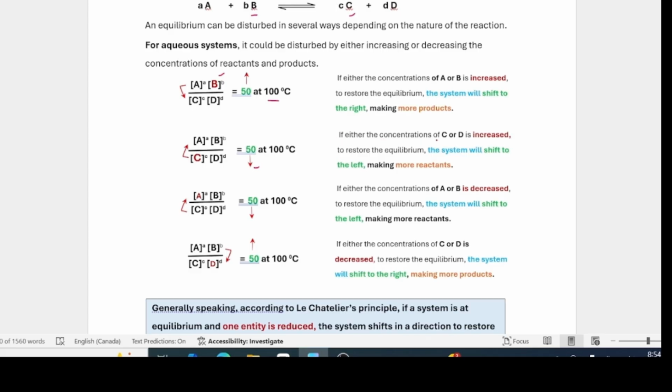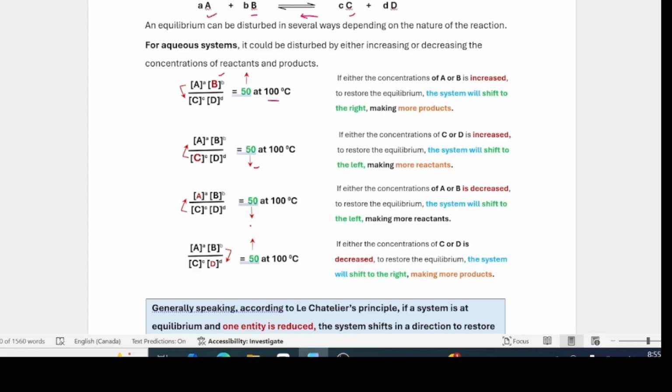This is the conclusion that is made. If either the concentration of C or D is increased, to restore the equilibrium, the system will shift to the left, making more reactants.